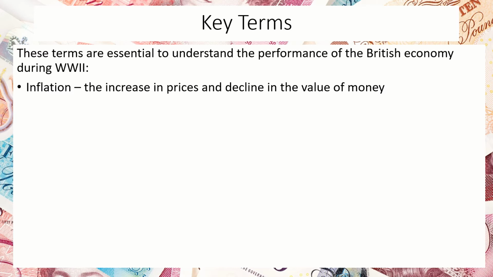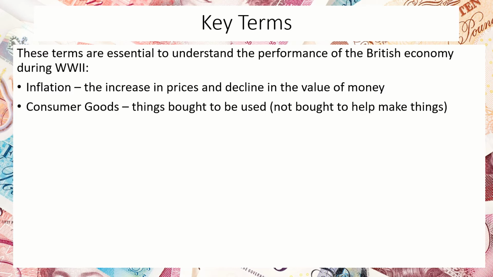So that is inflation. Consumer goods are very important during the war, because they don't really contribute to the war effort massively. So having fewer consumer goods is something that the British government realises they have to do. They have to cut down on the production of consumer goods, and consumer goods are just things that are bought to be used. If you buy yourself a chocolate bar, it's a consumer good. If you buy yourself a DVD, that's a consumer good. However, if you buy yourself a saw for your business, because you want to build someone a bookcase, the saw isn't a consumer good because you're using it to produce something else. So consumer goods are things that are bought to be used, not bought to make things.